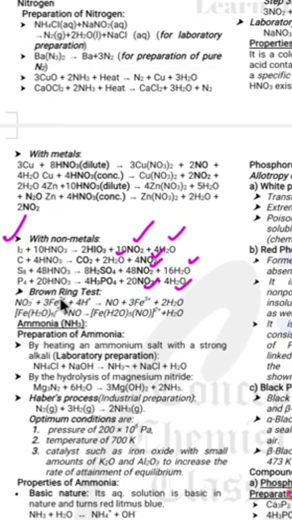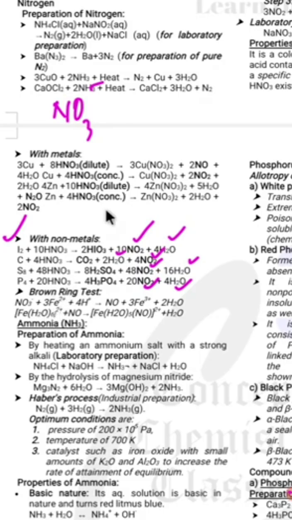Okay, Brown ring test is a test to confirm the presence of nitrate ion. In this test, any compound containing nitrate ion, this is nitrate ion, NO3 minus, this can be copper nitrate, this can be nitric acid, HNO3. Okay, this can be sodium nitrate.